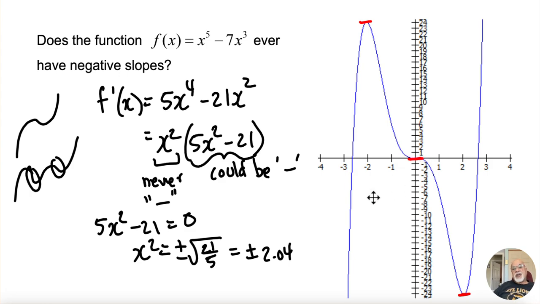And so does it ever have negative slopes? And the answer is yes. It's happening here, and it's happening here. So once you've got the 2.04s done, then you know between negative 2.04 and 0, and then again between 0 and 2.04, it must have the negative slopes.